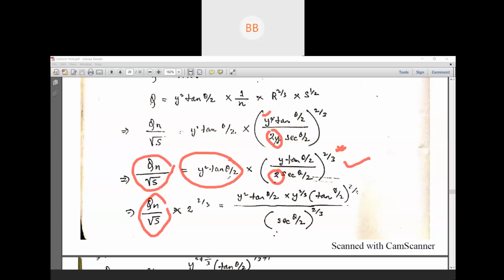And this will be your left out y square tan theta by 2, that is your area, multiplied by, then this is to the power 2 by 3. So y to the power 2 by 3, tan theta by 2 to the power 3 by 3, divided by sec theta by 2 to the power 2 by 3.